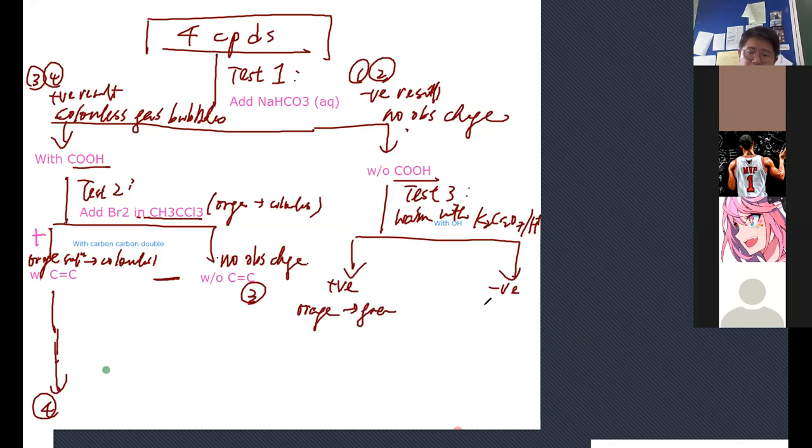Okay, how about this one? Negative result is orange solution remains. So for this part, what is that? It's compound 1, and this one is compound 2. Do you understand? So it is the way to show the false. So if it is changed to an essay type question, you need to make this diagram into a paragraph length answer.